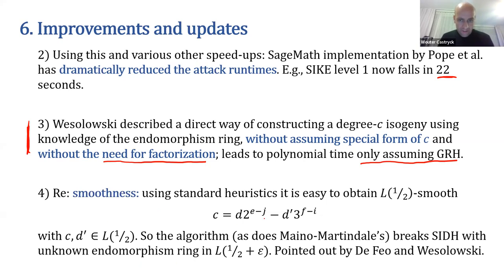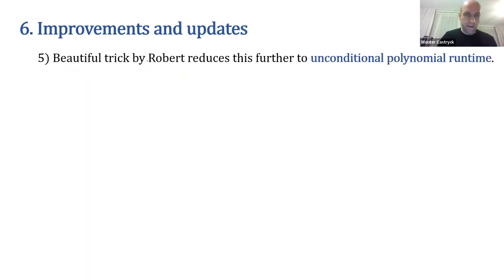Then, this I already mentioned. So by playing around with these parameters, you break SIDH without known endomorphism ring in sub-exponential time. This was pointed out to us by De Feo and Wesolowski independently. But this is now somewhat overruled, although maybe not in practice, but definitely in theory, by Robert. So Damien Robert, he came up with an unconditional polynomial time attack.